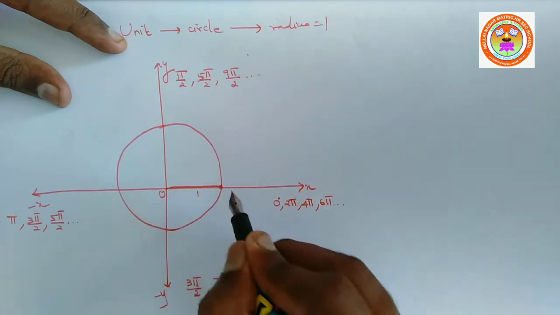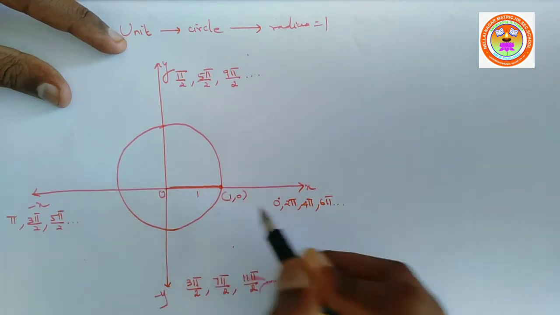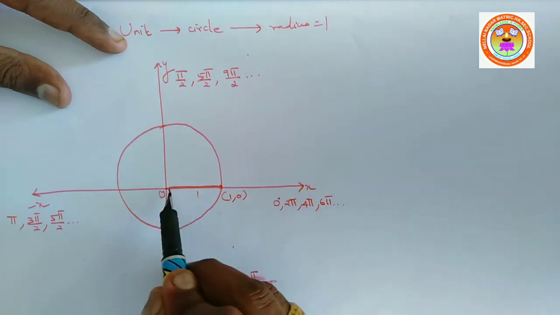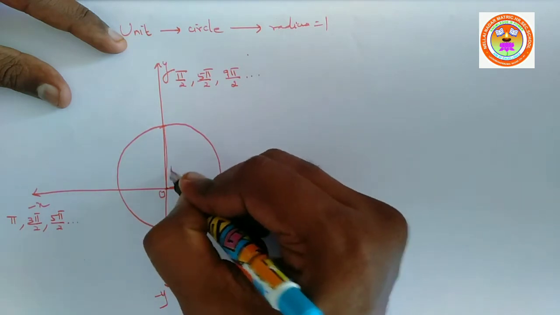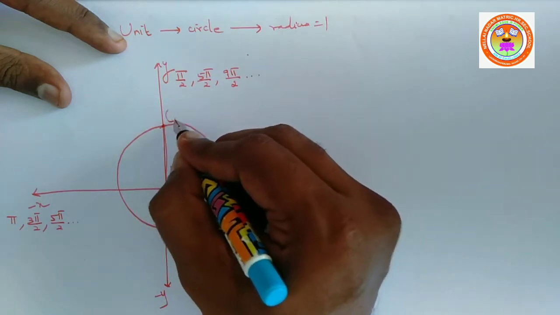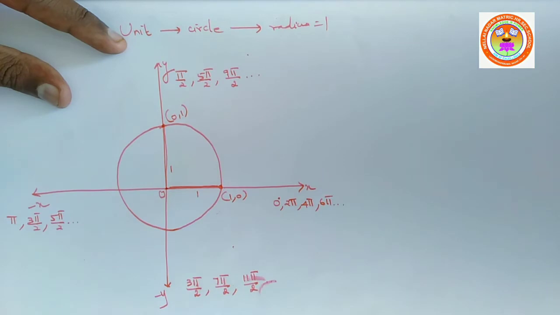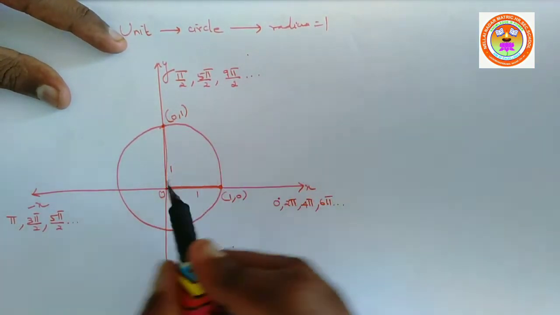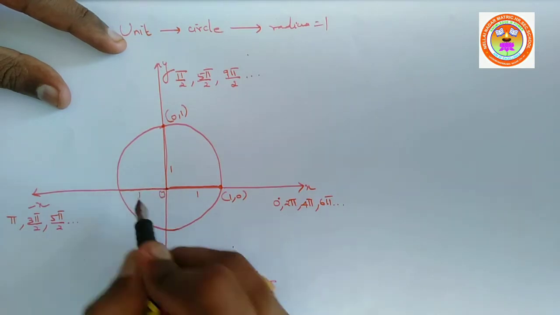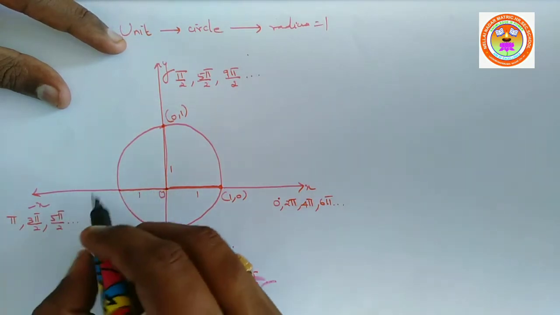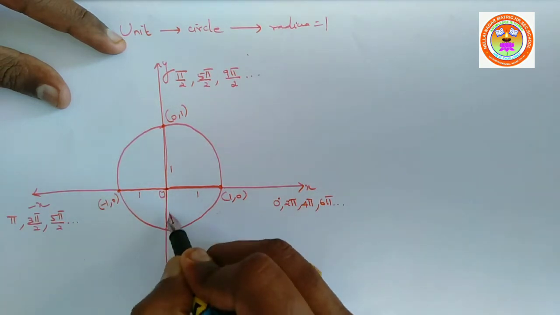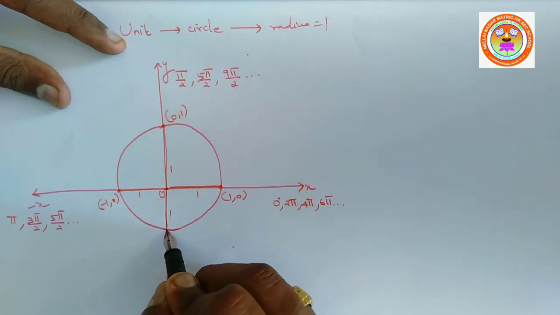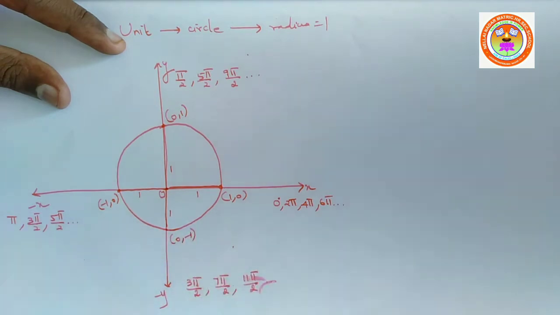Radius 1, this point will be 1 comma 0. Why is it 1 comma 0? This is radius 1 on the x-axis, so 1 comma 0. Here also the radius is 1, so on the positive y-axis it is 0 comma 1, because on the y-axis x is 0. This also has radius 1, on the negative x-axis we can write minus 1 comma 0. This also has radius 1, on the negative y-axis it is 0 comma minus 1.